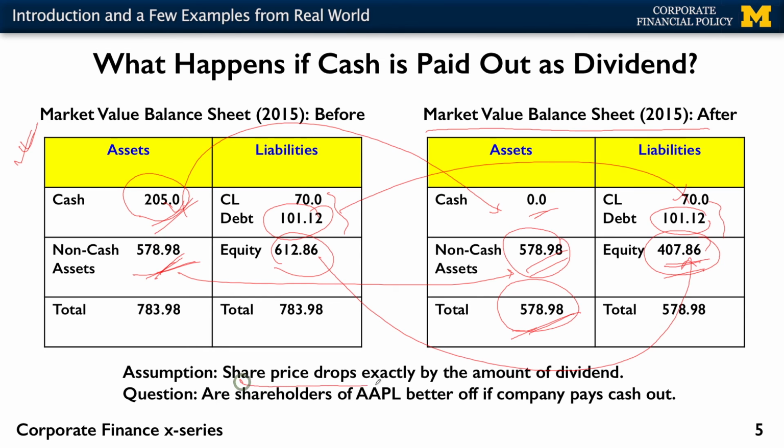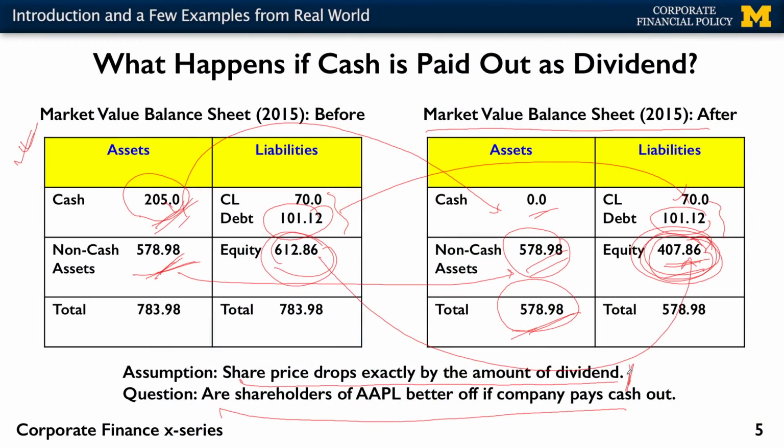And there's a big assumption I'm making here. That is, share price drops exactly by the amount of dividend, right? That's why what is happening is that you have the same number of shares, and now share price drops by the amount of dividend. So the value of equity drops just by the amount of cash that was paid out to shareholders. So the question is then, are shareholders of Apple better off if the company pays out cash? In this example, you see that this was simply taking money from one pocket and putting it in another pocket. Shareholders initially had $612 in the company. Now they have $407.86 in the company and $205 in their pocket.